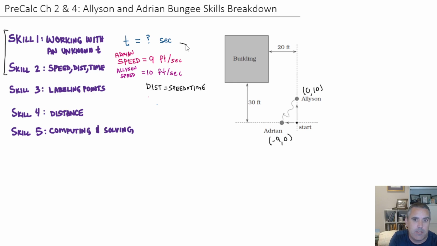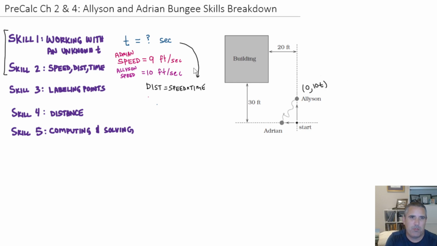The challenge was that the time was unknown, so we just called that T. But I made a whole series of examples where I said, okay, we should now be at a point where we can say (0, 10t). In 1 second, there'll be 10 feet. In 2 seconds, there'll be 20 feet. In 3 seconds, there'll be 30 feet. And that was this skill, getting used to having a variable there. Okay, so we can label Allyson's location.